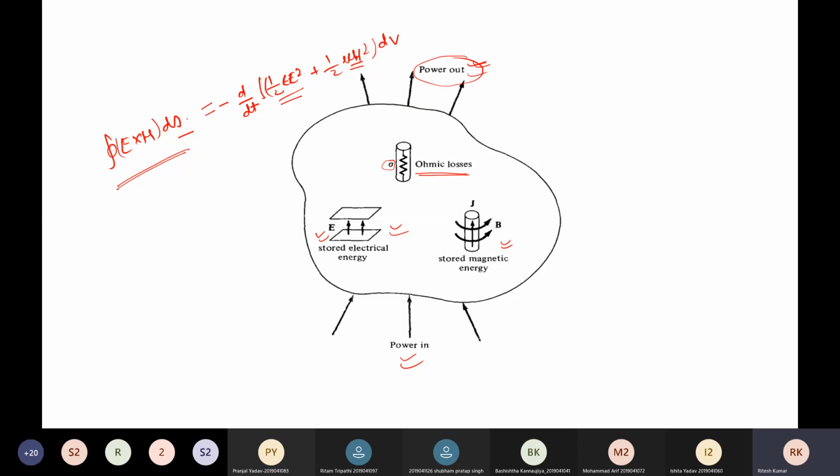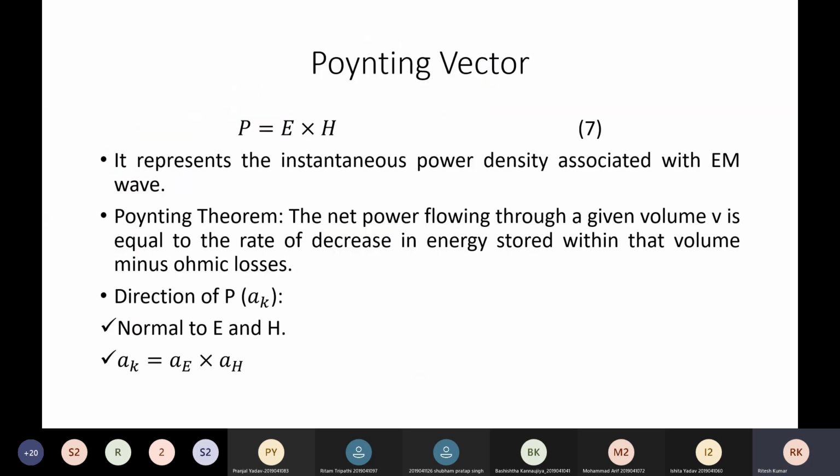And finally when it passes through a medium, the electric and magnetic behavior will show the type of dissipation and the ohmic characteristics of the medium or the material, that will give the ohmic loss. And finally we can conclude the output power. So Poynting theorem gives the relation between net power and the changes in the power inside the medium.